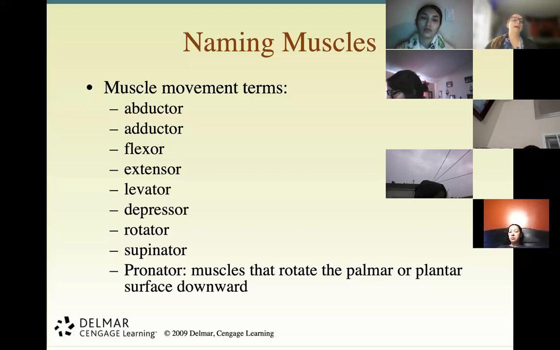So going that abductor, we have adductor, flexors, extensors. You guys hear me talking about that a lot. Levator or depressors, rotators or supinators. So thinking about like rotating or opposite, rotating out. And then pronators muscles, those are muscles that rotate. Think of palmar and plantar surface downwards.